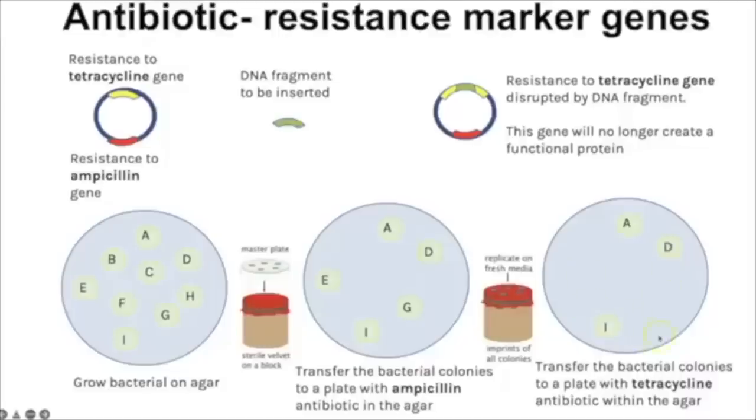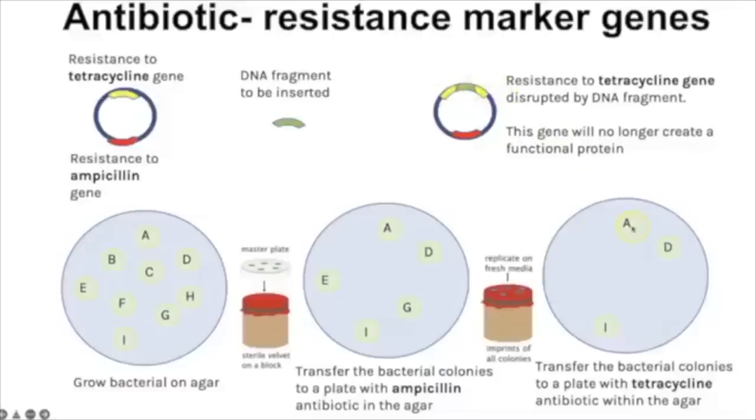And that's why we needed to do another copy plate where we can see we have tetracycline this time in the agar. And the plasmid of interest has the tetracycline resistance gene interrupted. So that means the bacteria that have the plasmid with the DNA fragment in should not grow on this plate because that gene has been interrupted.